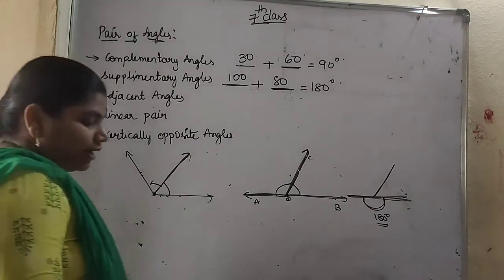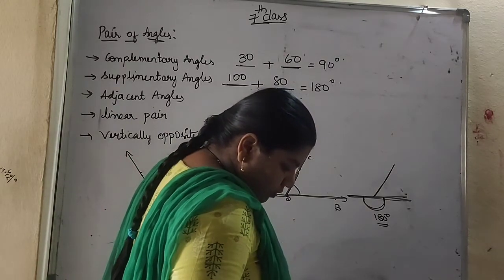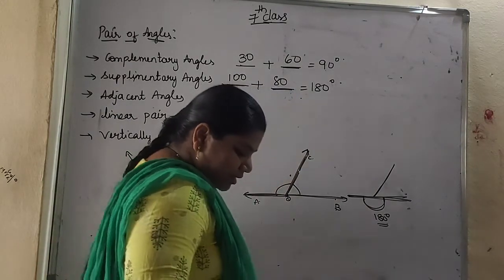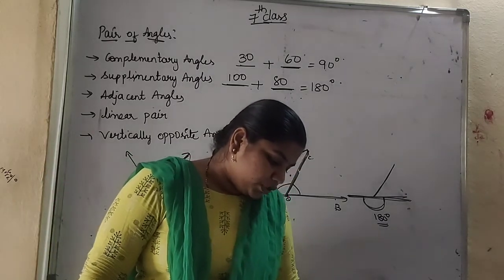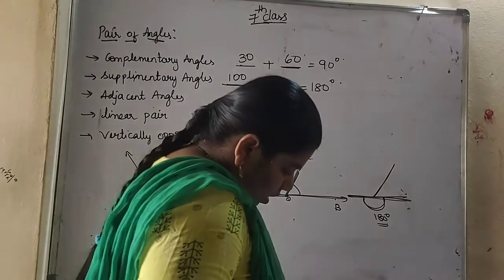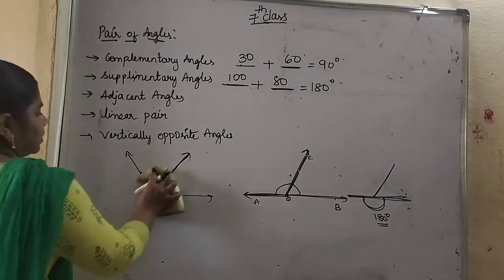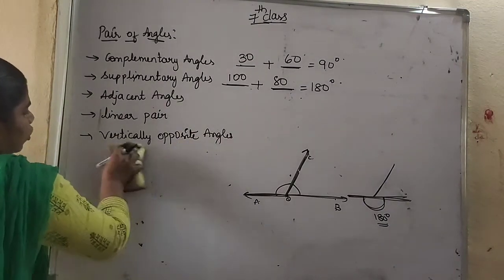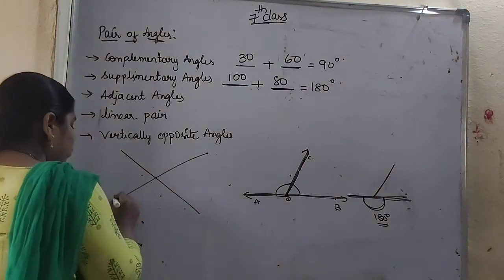And next is vertically opposite angles. So what do you mean by vertically opposite angles? When two lines intersect, the angles that are formed opposite to each other at the point of intersection are called vertically opposite angles. So what do you mean by vertically opposite angles? Vertically opposite angles, they should lie opposite to each other.